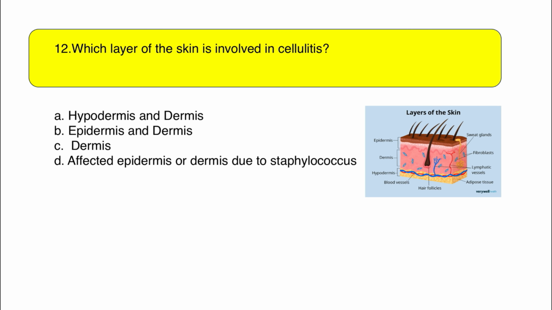Question number 12. Which layer of the skin is involved in cellulitis? Option A, hypodermis and dermis. Option B, epidermis and dermis. Option C, dermis. Option D, affected epidermis or dermis due to Staphylococcus aureus. The right answer is option C, dermis.